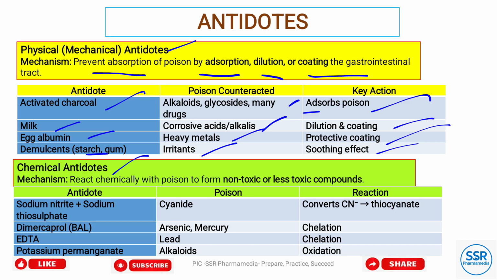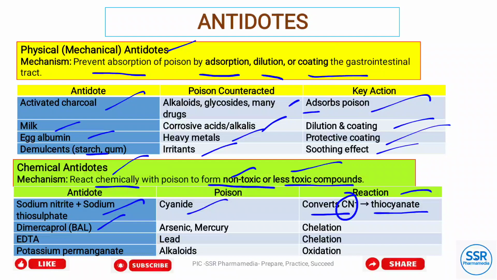Next are chemical antidotes. A chemical antidote reacts chemically with poison to form a non-toxic or less toxic substance. That means a toxic substance is converted into non-toxic or less toxic compounds. For example, sodium nitrite plus sodium thiosulfate is used for cyanide poison. Here it mainly converts the cyanide ion into thiocyanate ion. Cyanide is highly toxic, whereas thiocyanate is a non-toxic substance.